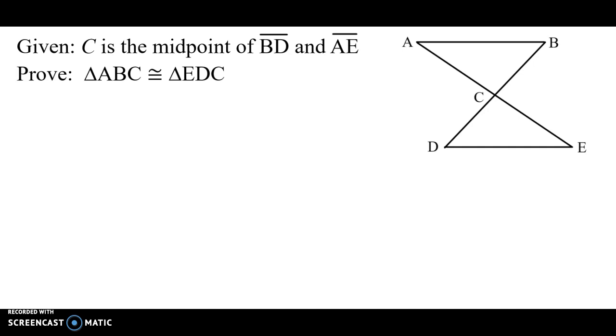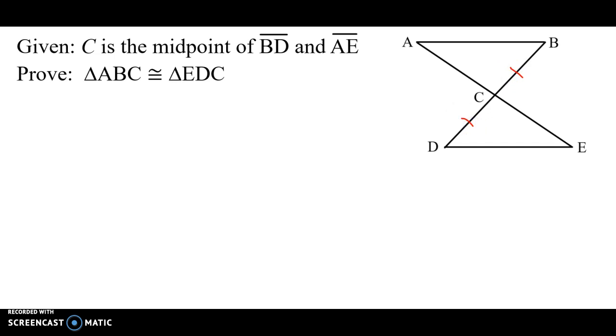So look at the given. This proof might look familiar to you. C is the midpoint of BD. How do I mark that in the picture? C is the midpoint of segment BD. Put two tick marks. That means BC is going to be congruent to CD, right?